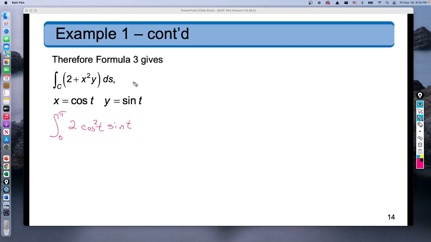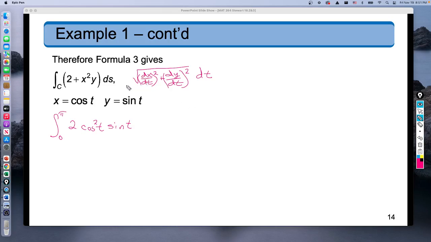And then ds, remember that gives us the square root of (dx/dt) squared plus (dy/dt) squared, times dt.